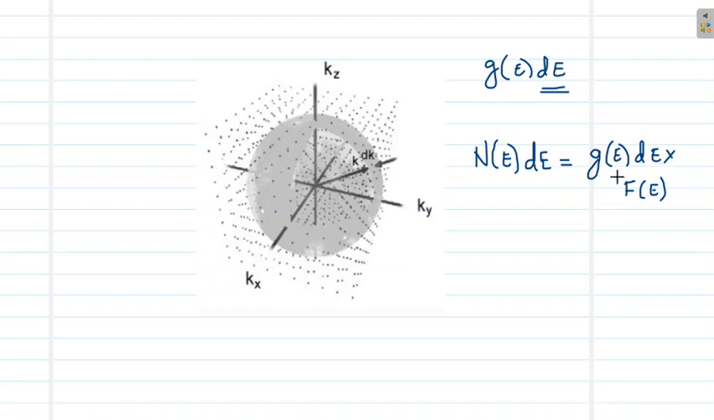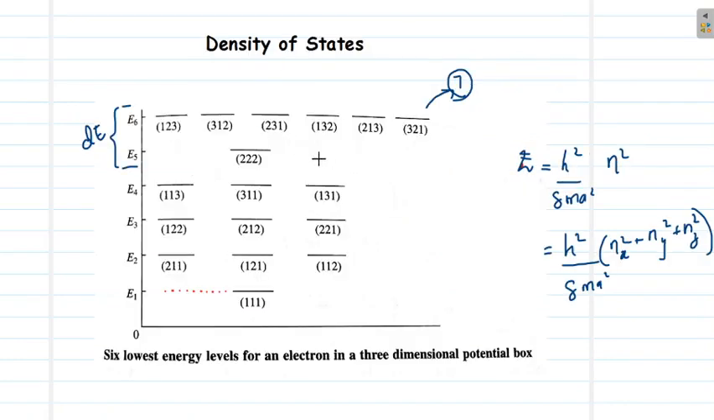So isn't that an obvious equation? If we have 7 states, and suppose the probability of occupation is 1 by 2, then how many electrons can be found there? Approximately 3 to 4, right? This is a basic concept.